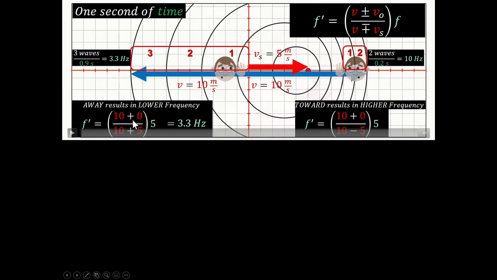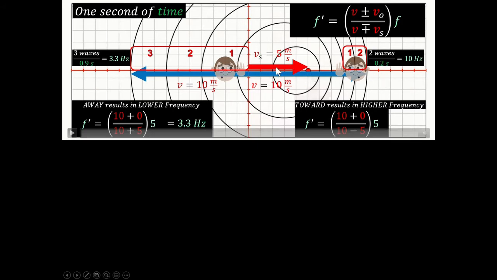So what we have is 10 divided by 15, which is the same thing as 2 divided by 3. 2/3. I can do math. And 2/3 of 5 is 3.3 hertz.